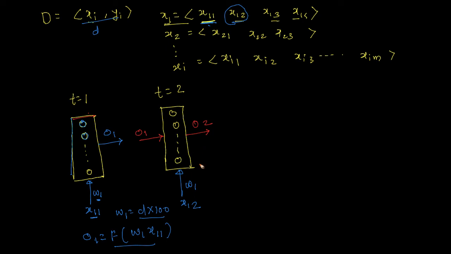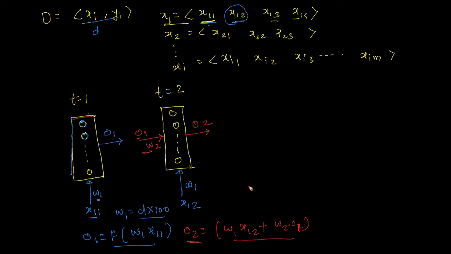So now O2 will be W1 X12 plus, now we need a weight matrix here, right? So let's call this weight matrix W2. This is a different weight matrix than this matrix. So this is W2, so W2 into O1. That is how I'll get O2.